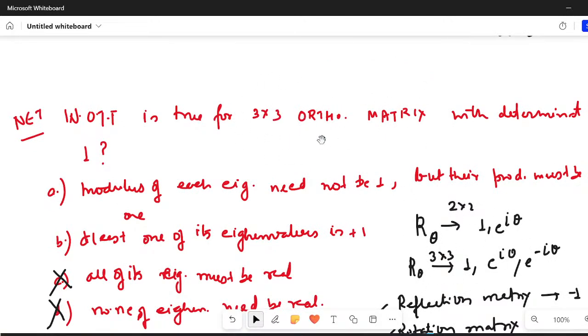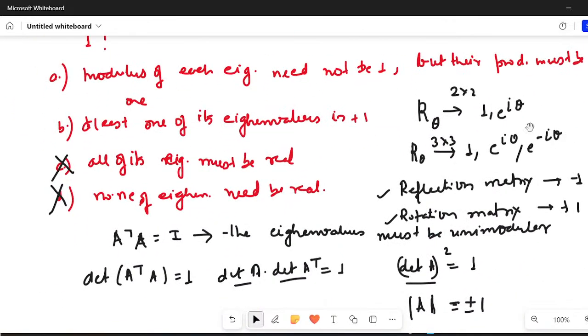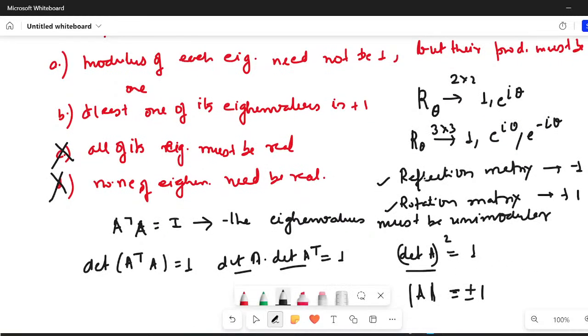So if it is true for all 3 cross 3 orthogonal matrices, let's say if all these 4 statements are true for all the 3 cross 3 orthogonal matrices, then it should be true for some specific orthogonal matrices also, right? So for a specific orthogonal matrix, I have selected a rotation matrix, and I know the eigenvalues of the rotation matrix are 1, e to power iota theta, and e to power minus iota theta. If that's the case, I know that modulus of each eigenvalue should be 1.